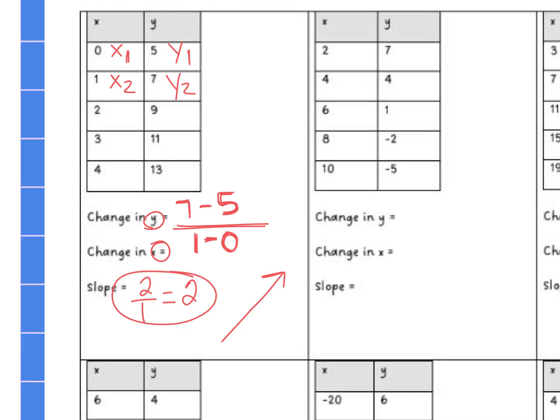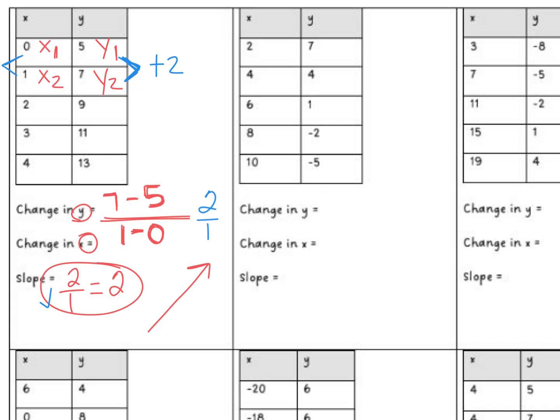Now, some of you, I don't know if you learned it like that in a table. You could also do change in y. How do we go from 5 to 7? Plus 2. How do we go from 0 to 1? Plus 1. So we could also do that, and we could just write 2 over 1. Oh, look, it matches exactly what we got here.